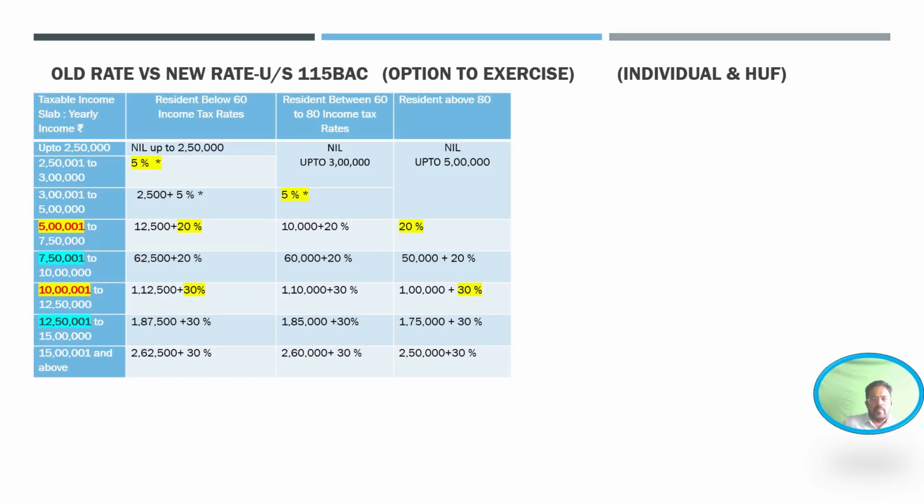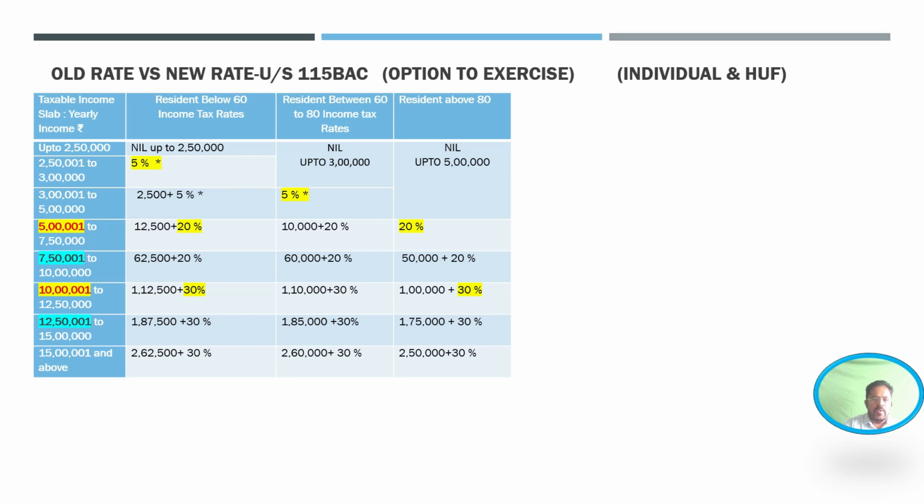Under the old rate of taxation, up to 2,50,000, no tax is required to be paid. But if a person is a senior citizen, that is between the age of 60 and 80, then up to 3 lakhs, he does not have to pay any tax. And if the resident is above 80, that means a super senior citizen, then up to rupees 5 lakhs, he does not have to pay tax. Subsequently, the rate of taxation up to rupees 5 lakhs is 5%. From 5 lakhs to 10 lakhs, it is 20%. And 10 lakhs and above, it is 30%.